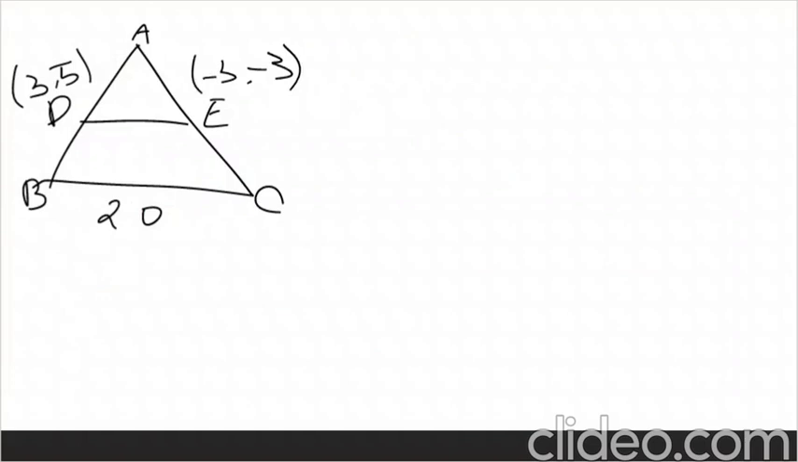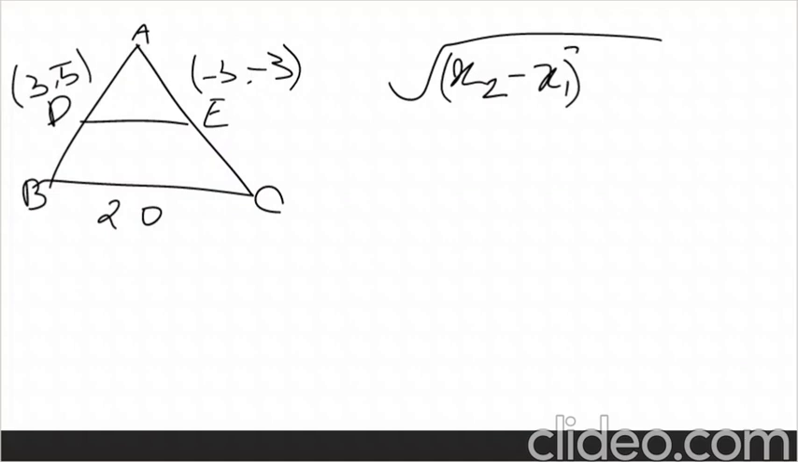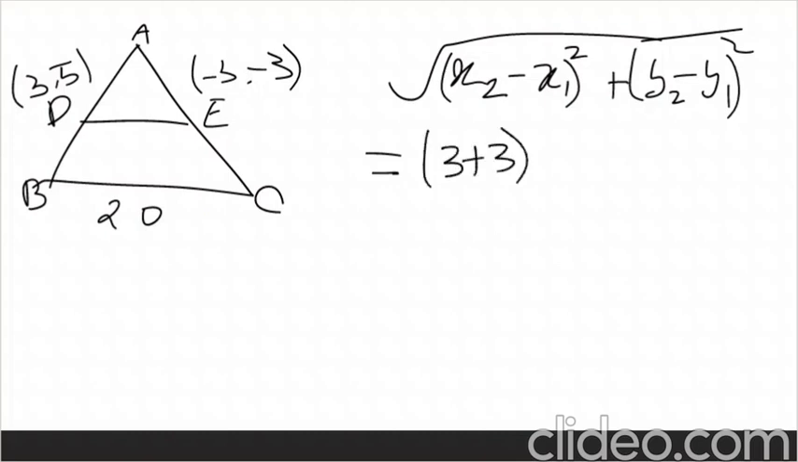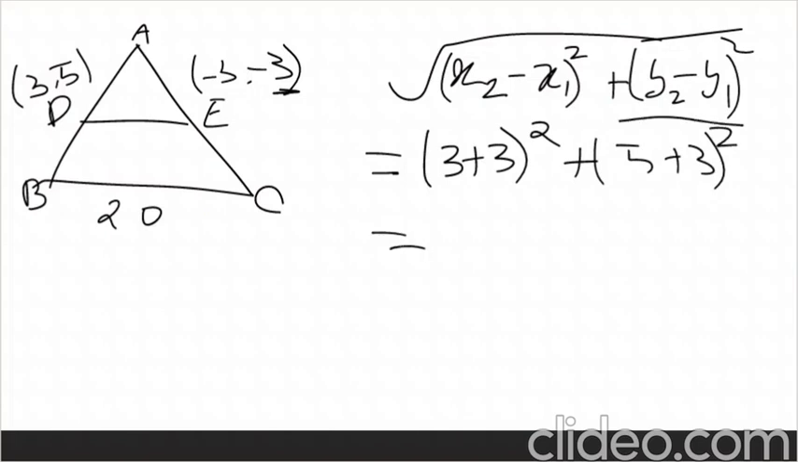Now, we can use the coordinate geometry distance formula: root of x2 minus x1 whole square plus y2 minus y1 whole square. That is the formula. Use it over here. Let's take 3 and 5 as x2 and y2, and minus 3, minus 3 as x1 and y1. I'll get 3 plus 3 whole square plus 5 plus 3. Why 5 plus 3? Because minus, minus, minus is plus. Whole root.